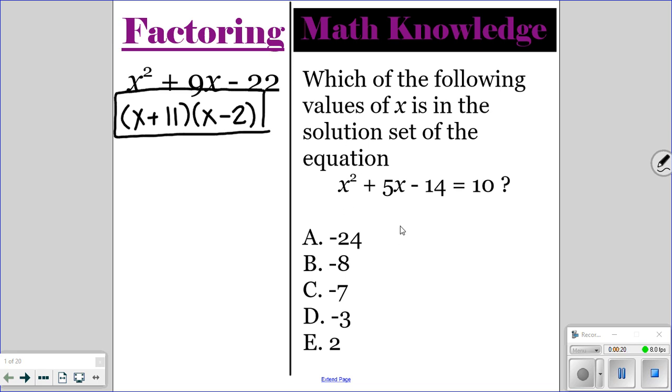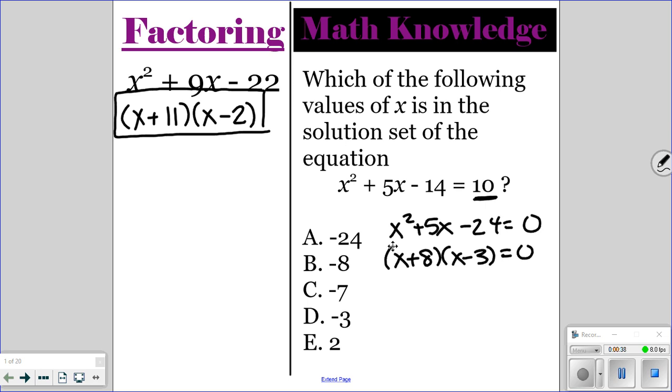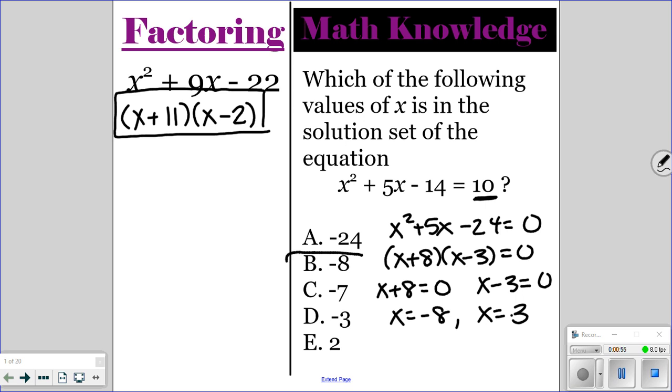For the math knowledge questions, we need to factor this, but first, before we factor, we have to make it equal to 0. So we're going to subtract 10 to make that minus 24. And then when you factor, you're going to have x plus 8 times x minus 3. From there, you're going to set your two factors equal to 0, because either this is 0 or this one's 0. So x equals negative 8 or x equals positive 3. And the only one they give you is the negative 8. So that's your answer.